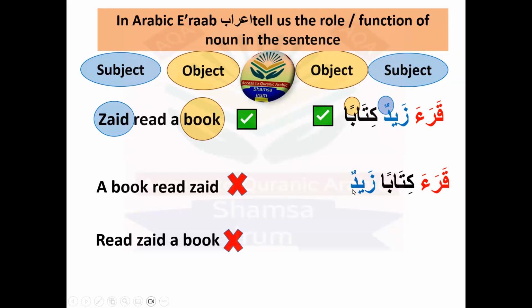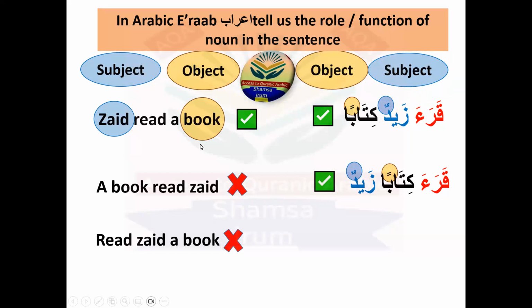The last letter has the dhamma on top of it, so it means it is marfu, and marfu means it acts here as a subject. And kitaban, it is mansub, so it means it acts here as an object. So it still gives us the same meaning, that Zaid read a book. It doesn't change the meaning, it doesn't change anything. Okay, it still gives the same meaning as the first sentence, as the second sentence. They both are giving the same meaning, even though I change the position of the words.